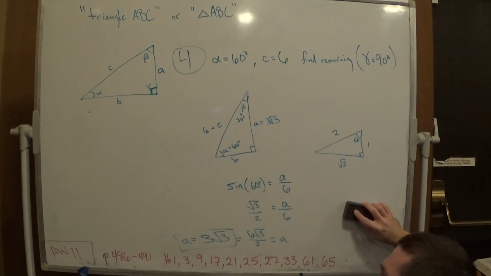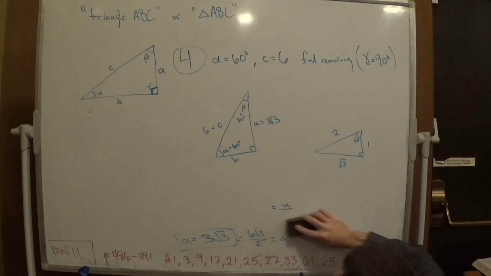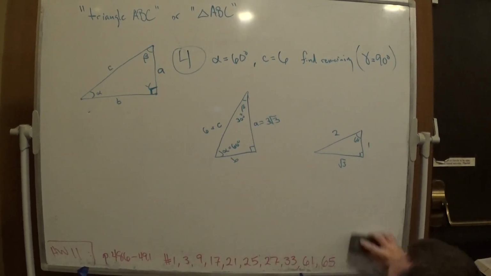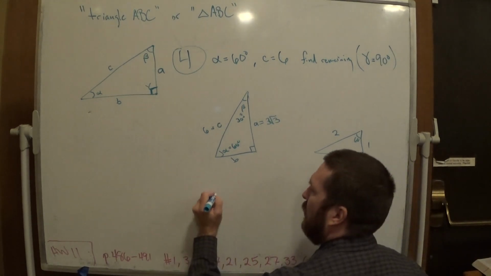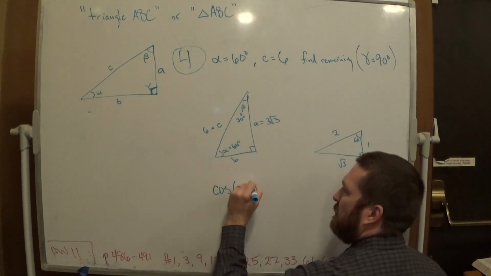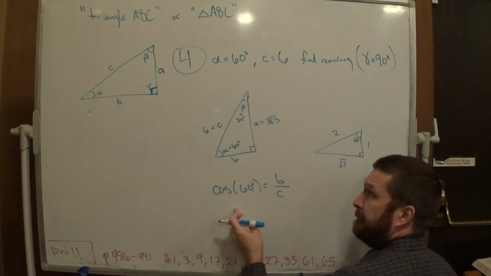And there's a couple different ways we could do it, actually. So the only thing that's left to find is b, lowercase b. How do I want to do that? Using some trig functions. Cosine. Okay, so cosine of what equals what? Cosine of 60 is equal to b over c.